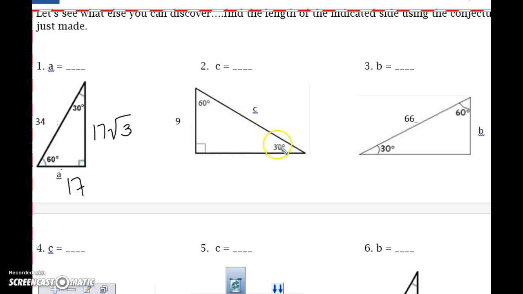All right, number 2, the short leg's 9. What would the hypotenuse have to be? It's 2 times the short leg. 18. And the long leg is the short leg times the square root of 3. And I just do my real quick check, make sure 30 and the root 3 is close to each other.